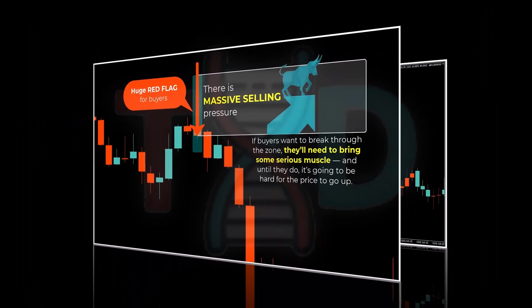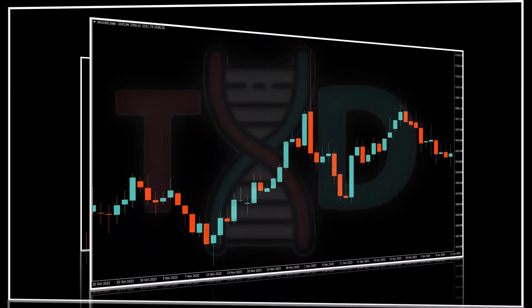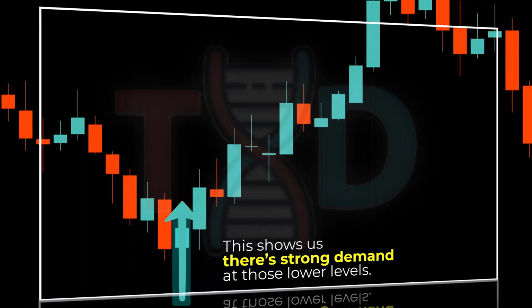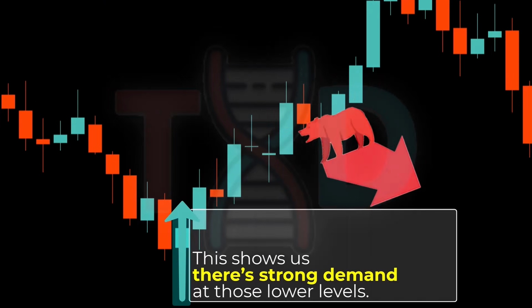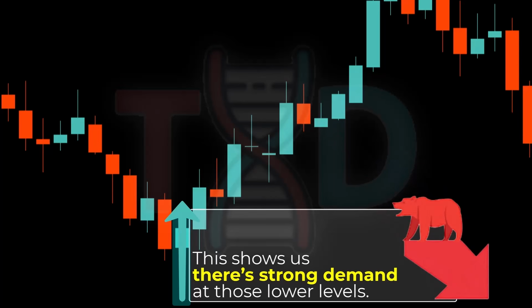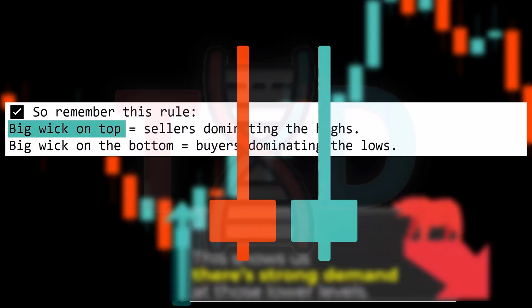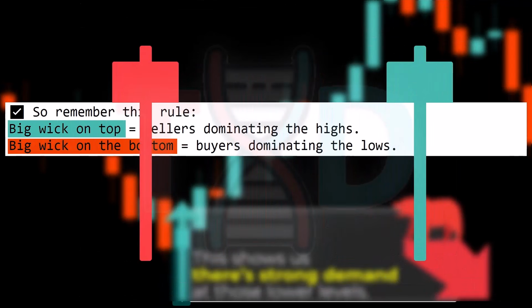Now flip the situation. If you see a long wick below the body, that's a big warning sign for sellers. It means the price dropped, maybe hard, but buyers stepped in fast and pushed it right back up. It's like buyers were waiting at the bottom, ready to catch the fall and fire back. This shows us there's strong demand at those lower levels. So if sellers want to drive the price down further, they're going to have to break through a wall of buyers.